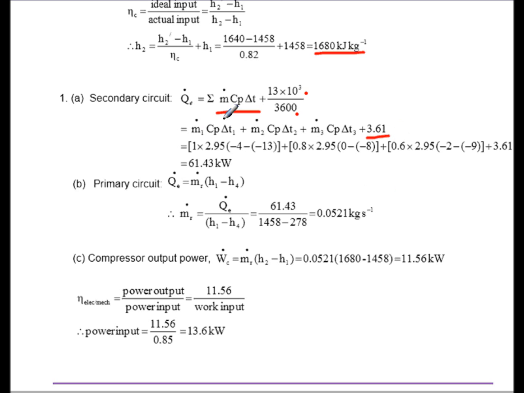So if we list our m c delta T equation for each of the three cold spaces, 1, 2 and 3, then this is our full equation to calculate the total heat energy being removed from the secondary circuit in the evaporator.